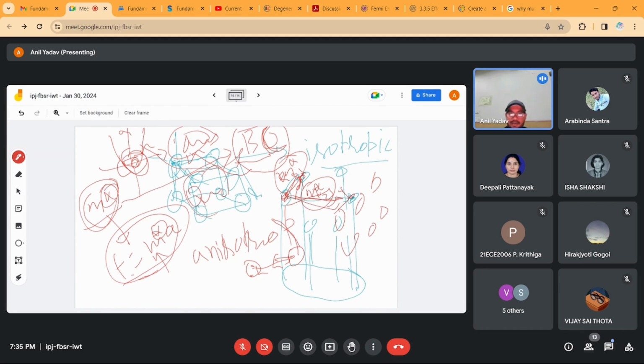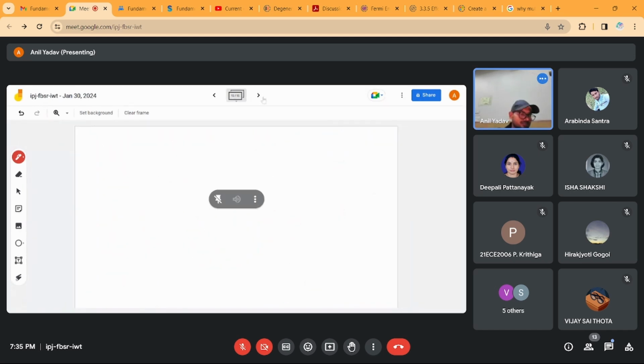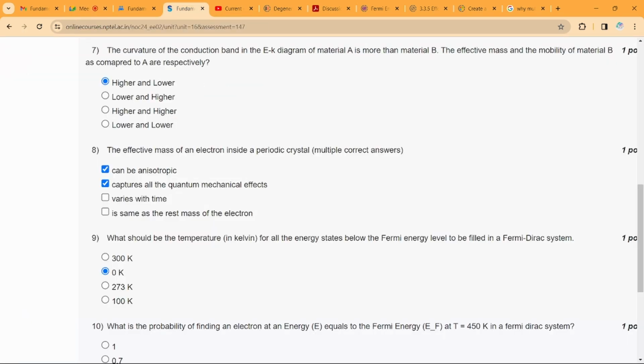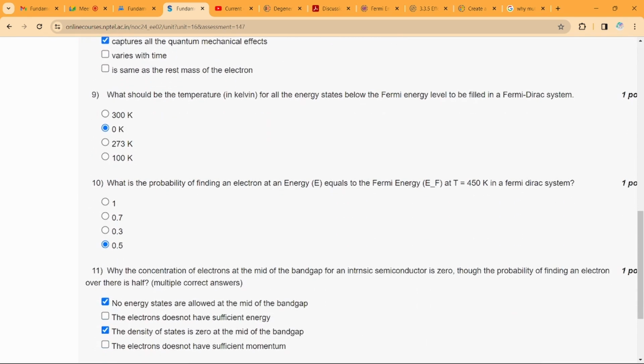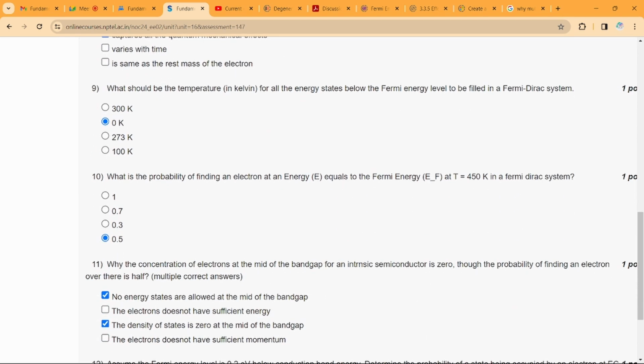Now, what should be the temperature in Kelvin for all the energy states below the Fermi energy level to be filled?